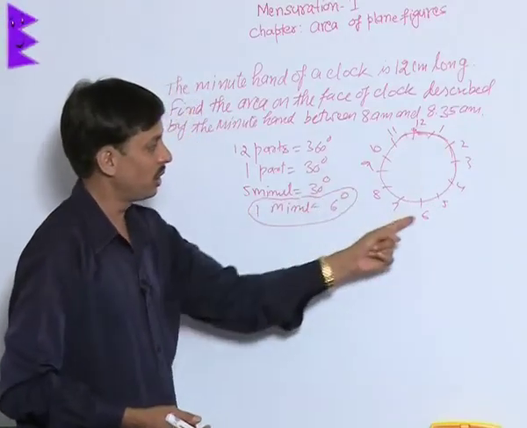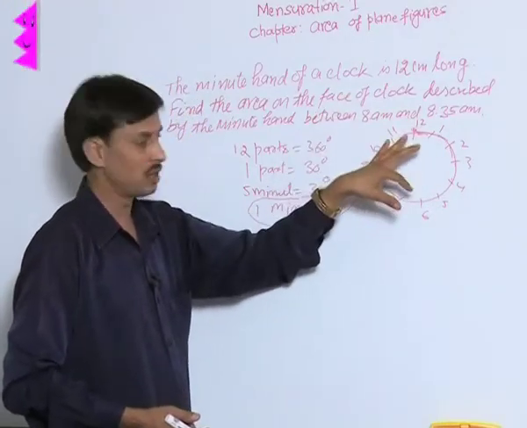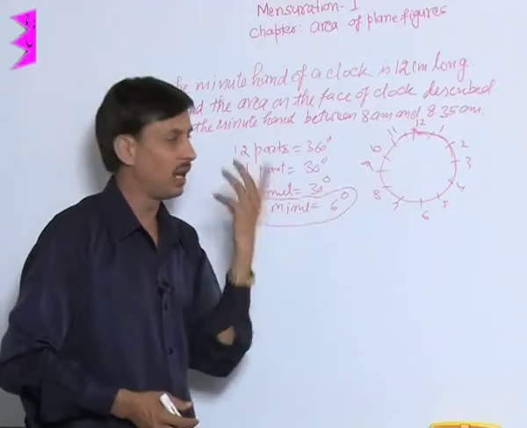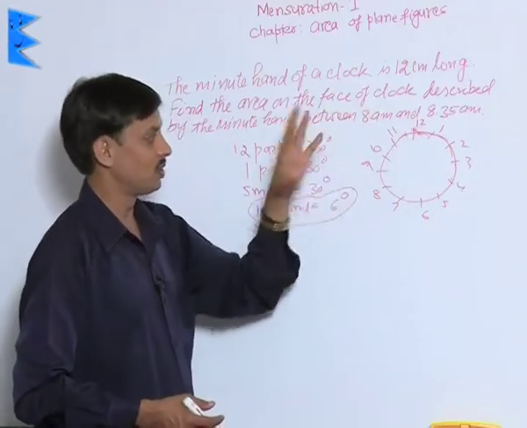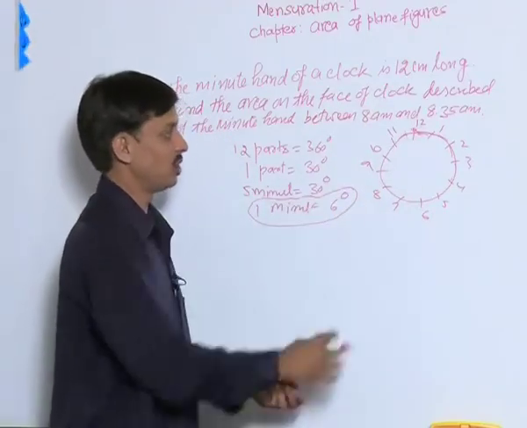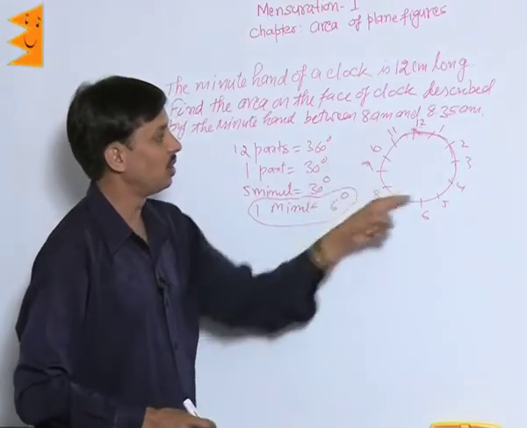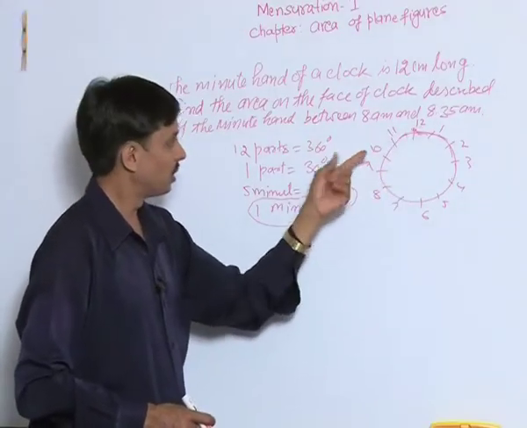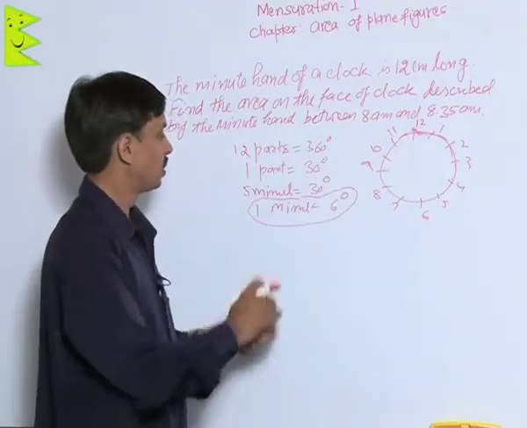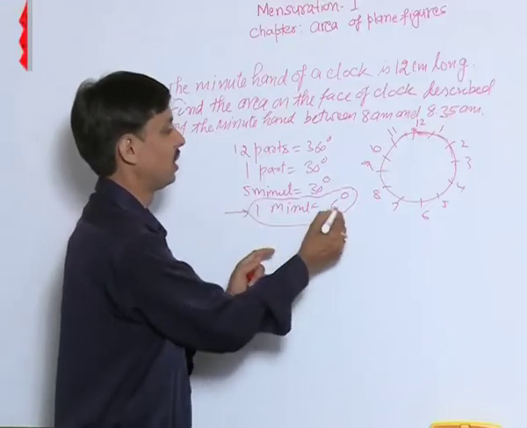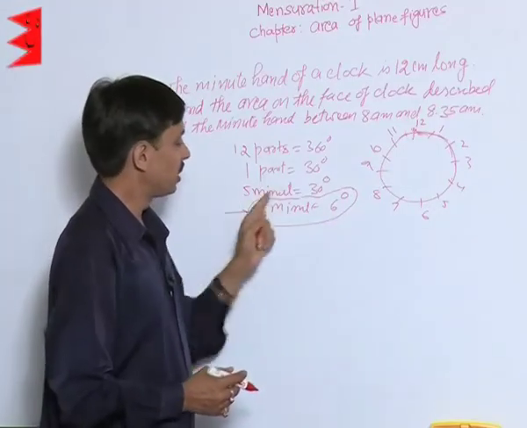Because 360 degrees is the total coverage in one round. In one round there are 360 degrees and the face has 60 minutes. So 1 minute's distance is 6 degrees.